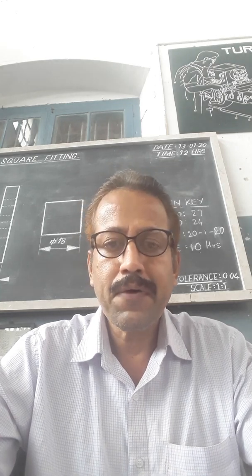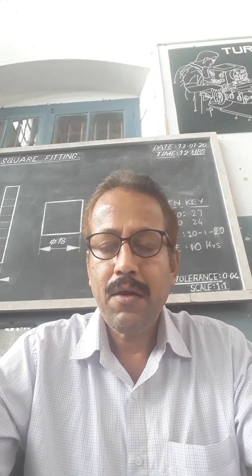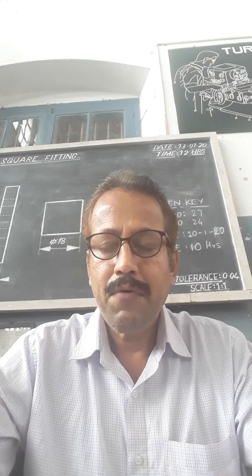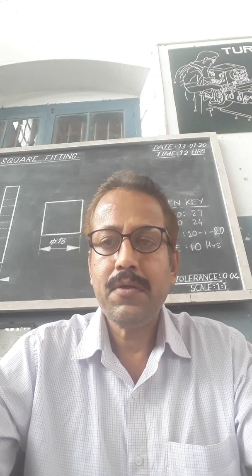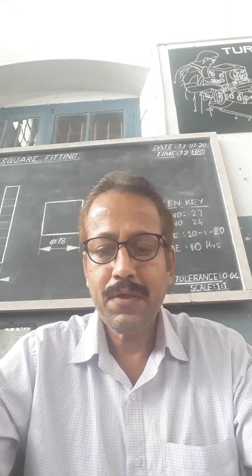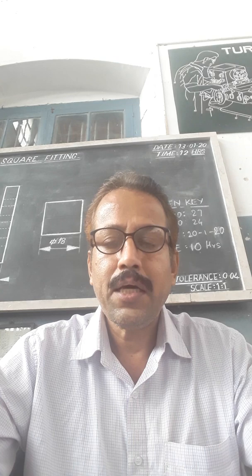Next one is the Woodruff key. This Woodruff key is a semicircular metallic piece having a certain thickness. Semicircular means not even half, slightly less than half portion of the circle. And this key is used mainly on taper shafts.